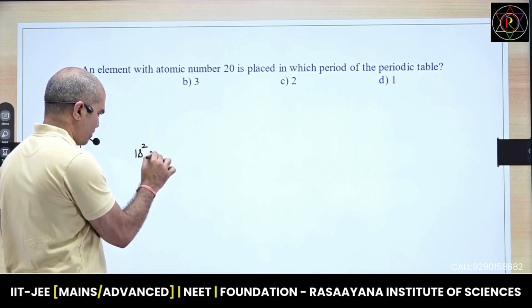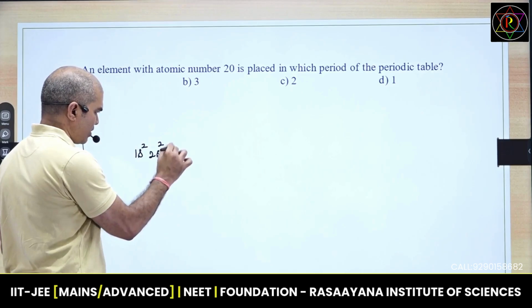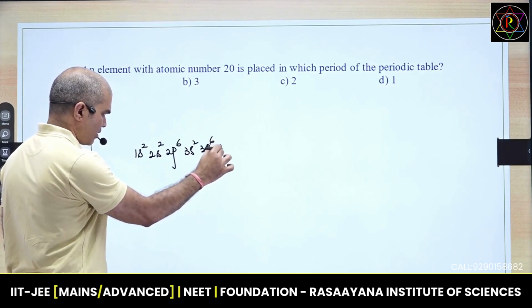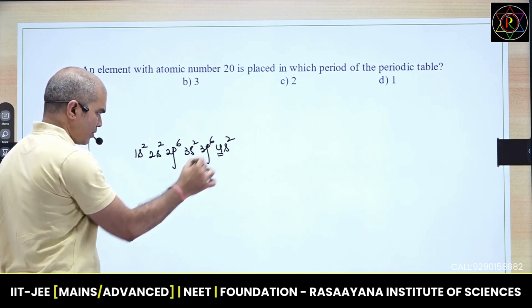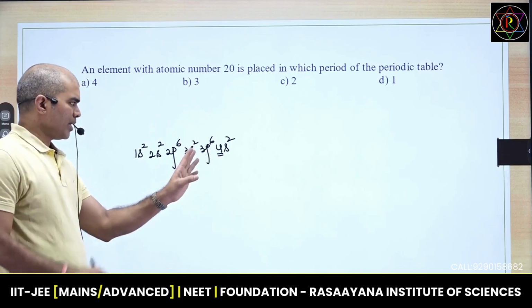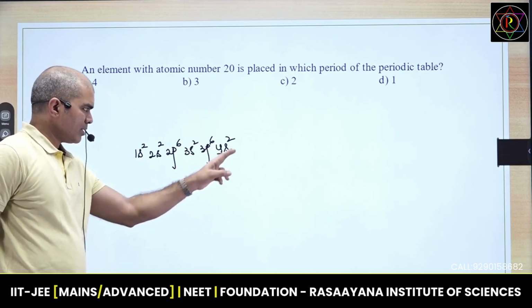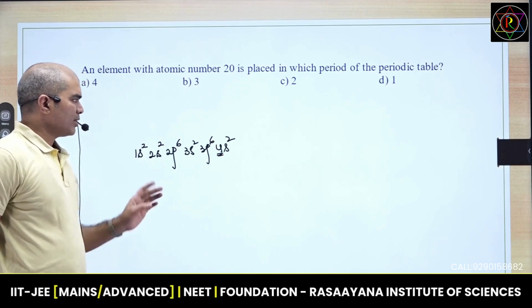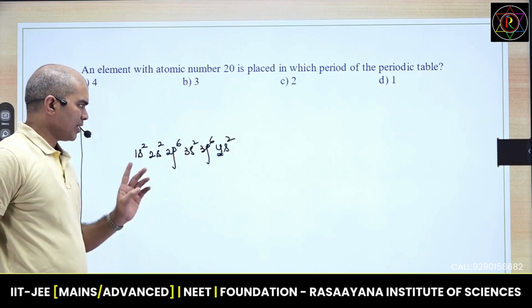20: 1s2, 2s2, 2p6, 3s2, 3p6, 4s2. So the valence shell is 4s2, therefore it belongs to fourth period. Okay? It is 4s2, therefore it belongs to fourth period. As simple as that. So calcium belongs to fourth period.